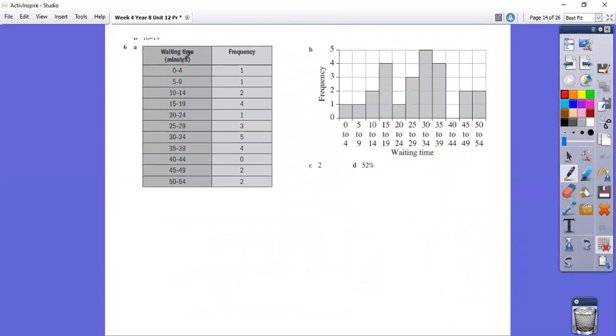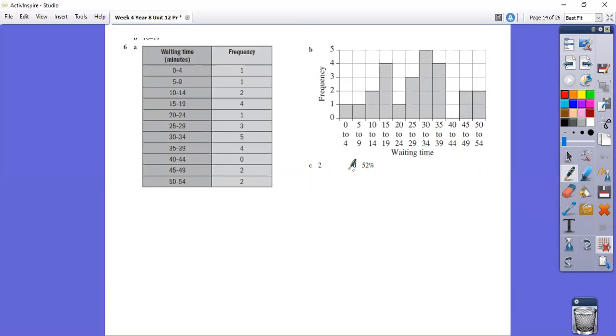So for question 6, as you can see, they used a class interval of going up in 4s: 0 to 4, 5 to 9, 10 to 14, 15 to 19. So there was the frequency. Here's the distribution of that data. Now 40 to 44, you can see here, was 0, so they just left it blank, for the waiting time.